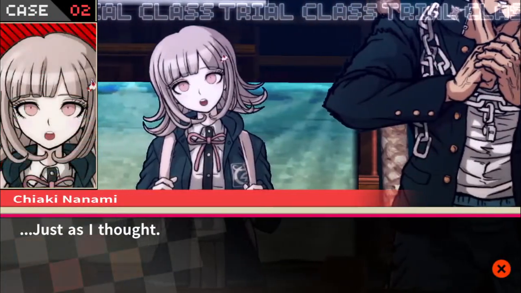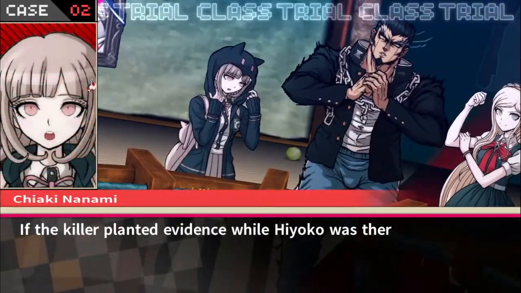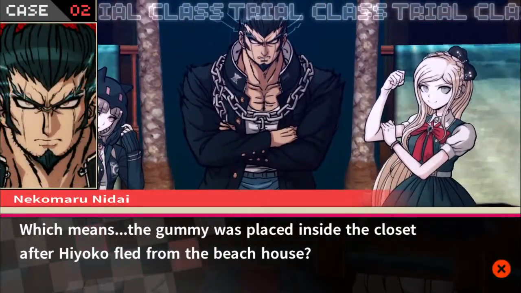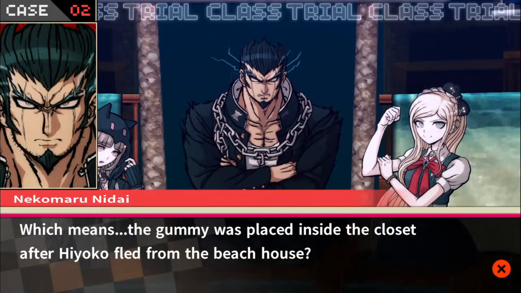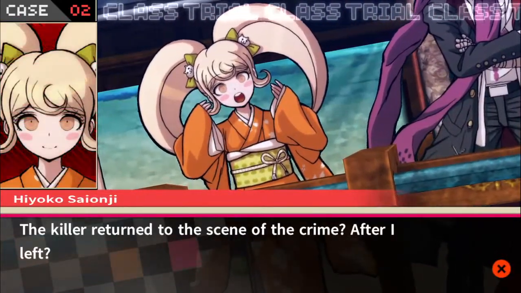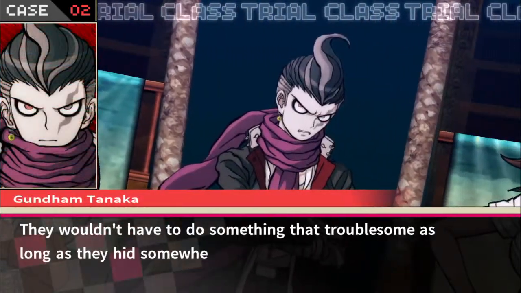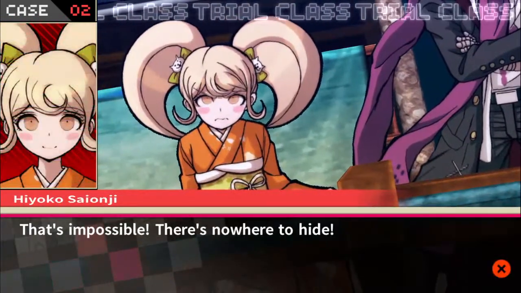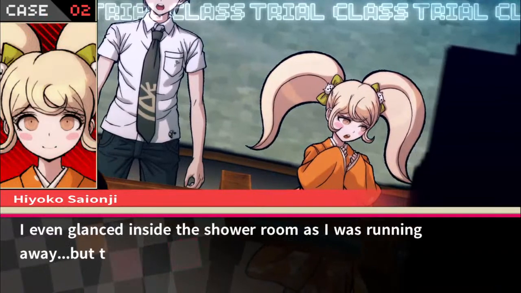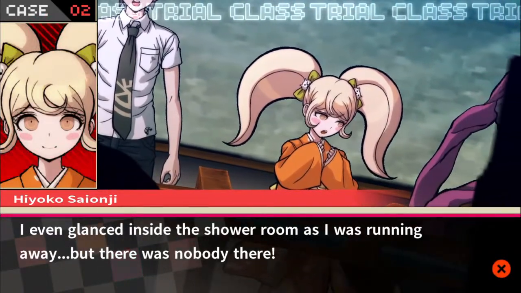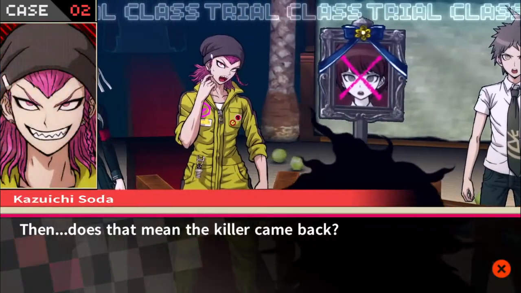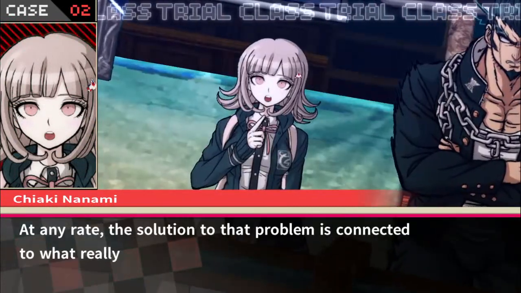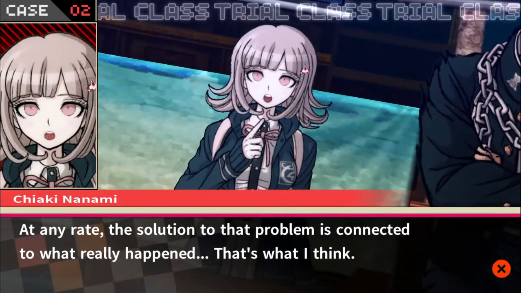Just as I thought. Just as you thought? If the killer planted evidence while Hiyoko was there, she would have thrown it away if she found it. Which means the gummy was placed inside the closet after Hiyoko fled from the beach house? The killer returned to the scene of the crime after I left? They wouldn't have to do something that troublesome as long as they hid somewhere within the beach house. That's impossible! There's nowhere to hide! I even glanced inside the shower room as I was running away, but there was nobody there! Then, does that mean the killer came back? I wonder. At any rate, the solution to that problem is connected to what really happened. That's what I think.